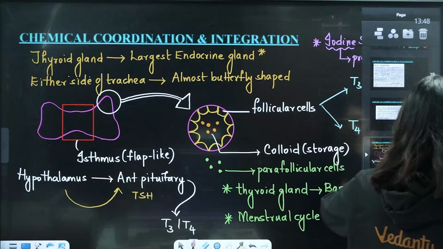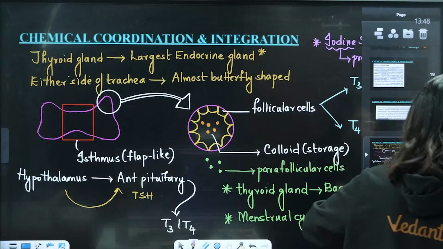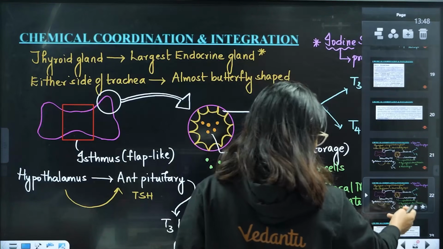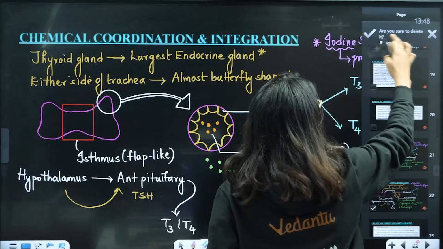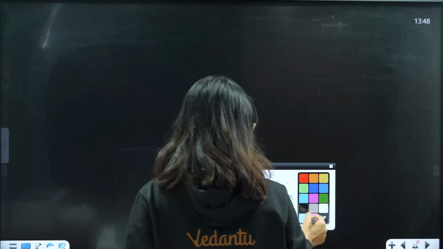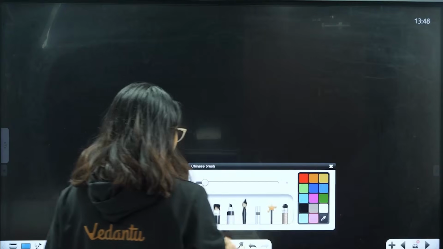Now you should understand that, students, due to secretion, I should have just repeated this slide. Now when the thyroid secretes, depending on the secretion, what will be the situation? One minute.